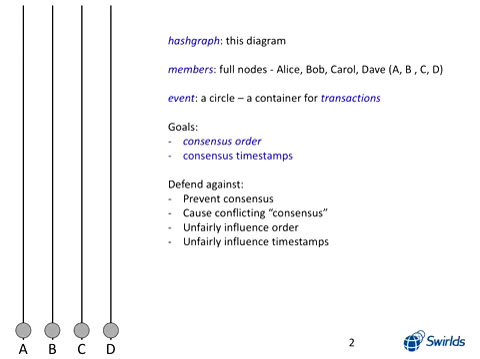And each of them in this picture started off by creating an event. An event is a circle. It's a container for transactions. It's like a block in blockchain, although typically we create so many of them that we can get away with smaller ones. So you might have fewer transactions in each event. And you could even have an event that's empty if you want to, with no transactions in it.